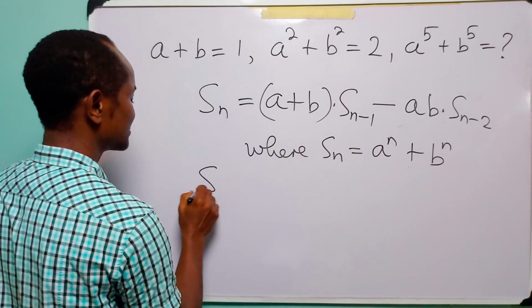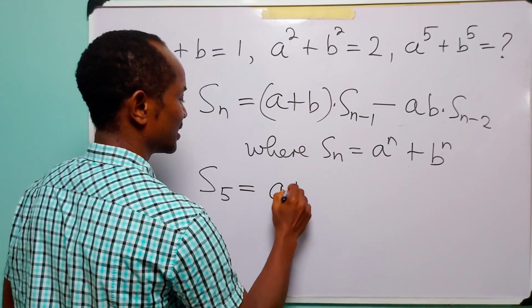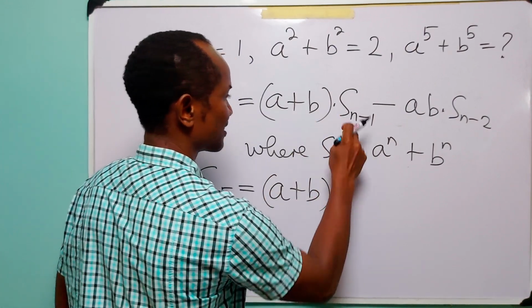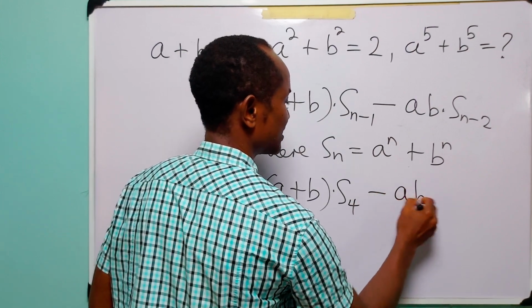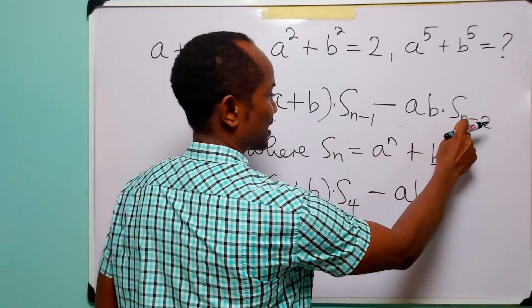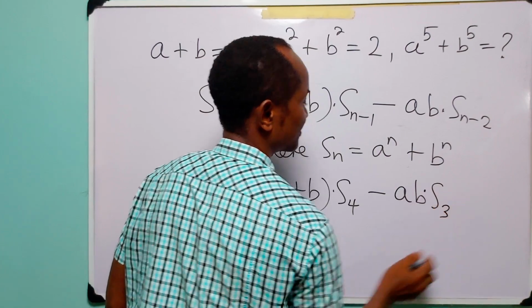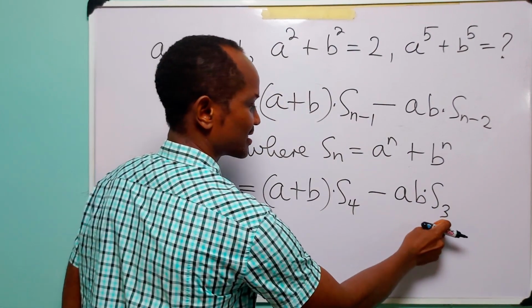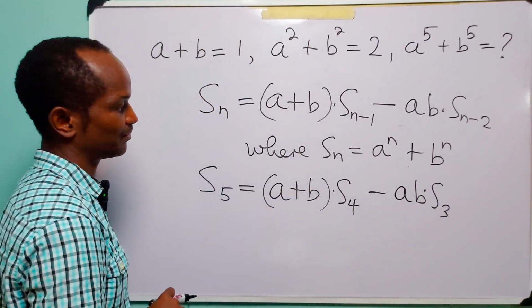So we will calculate S5, and that's going to be equal to (a plus b) multiplied by S5 minus 1, which is S4, minus a times b multiplied by S5 minus 2, which is S3. So to calculate S5, we must calculate S3, S4, and a times b.